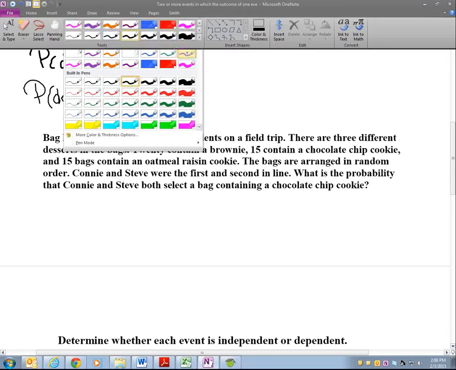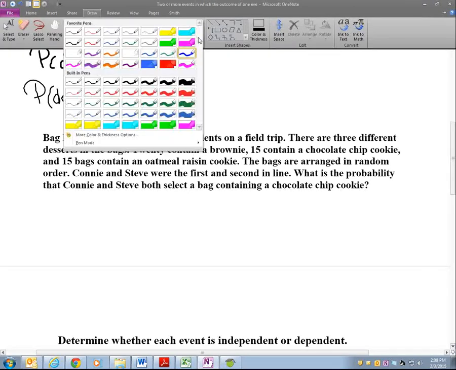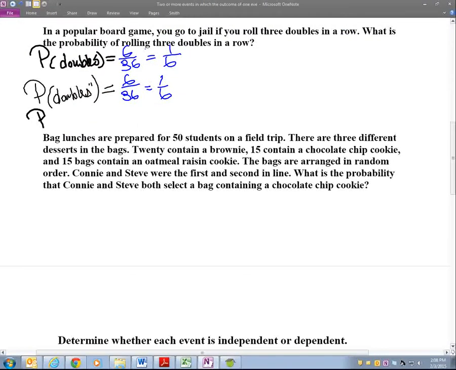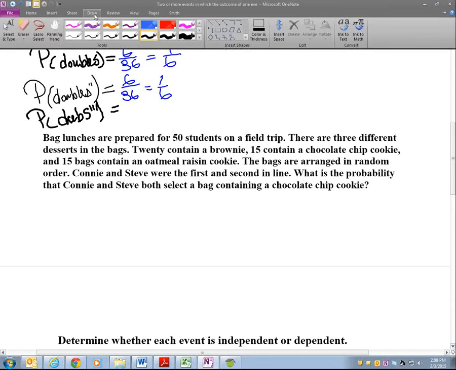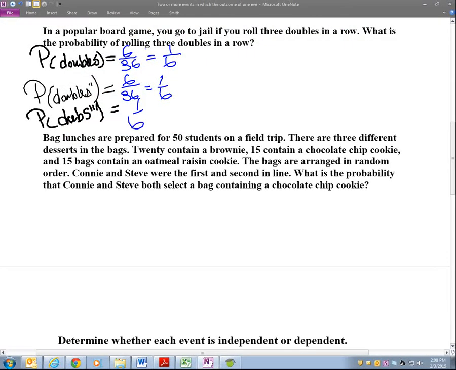And it's going to be the same, because it's still 6 out of 36, which is 1/6. Then we have the doubles of the third time. Dubs. 1, 2, 3. 1/6. Dubs. I'm just making it faster.